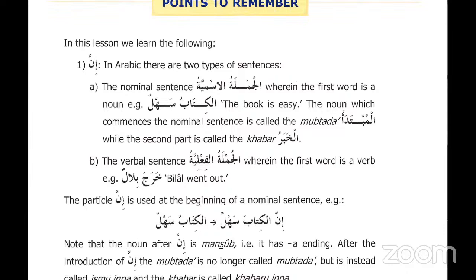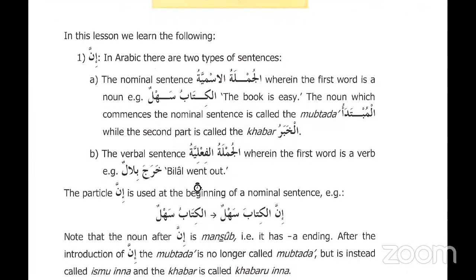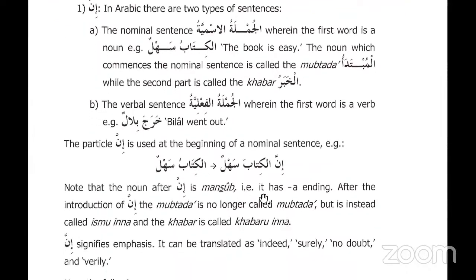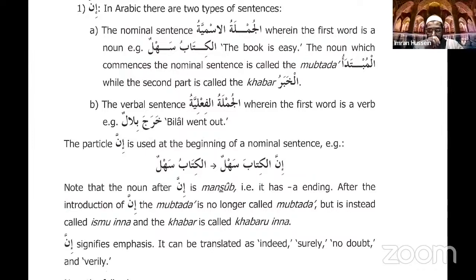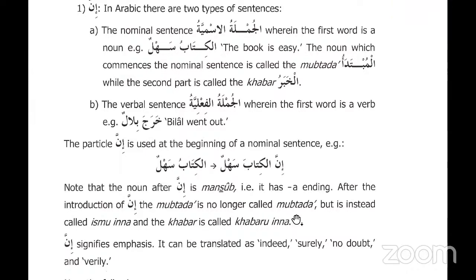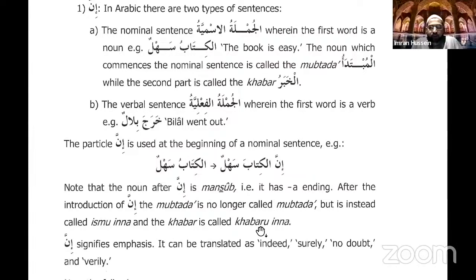The particle inna is used at the beginning of a nominal sentence. For example, innal kitaba sahlun. Al-kitabu sahlun will become innal kitaba sahlun. Note that the noun after inna is mansoob. It has a fatha ending. After the introduction of inna, the mubtada is no longer called mubtada, but instead it is called ismu inna, and the khabar is called khabru inna.